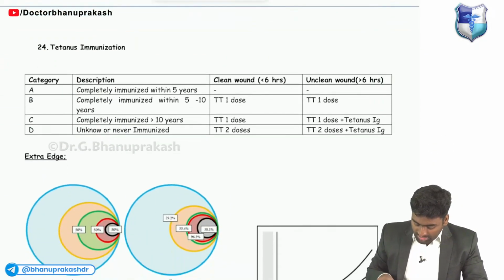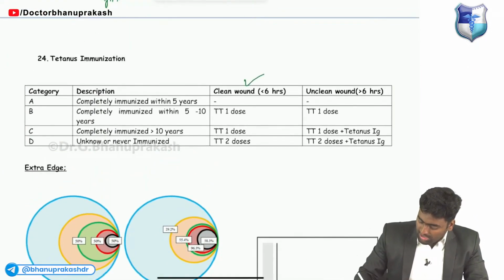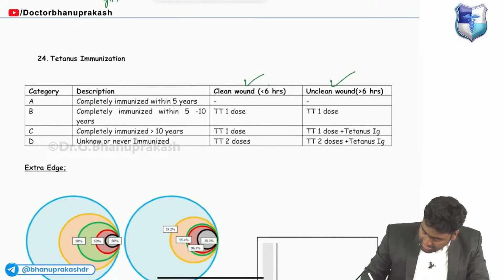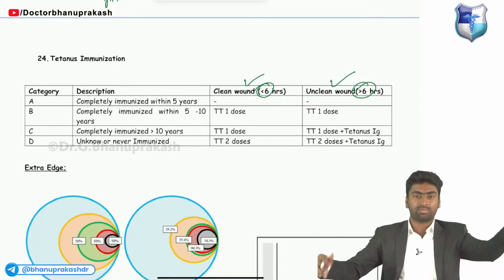Okay? Then we'll see about tetanus immunization. In tetanus there are two things: clean wound or unclean wound. A clean wound means if it is less than 6 hours, we call it a clean wound. If it is more than 6 hours or a tidy wound, we call it an unclean wound.